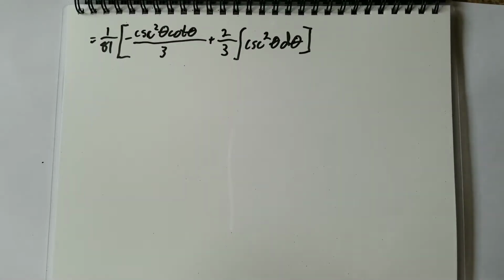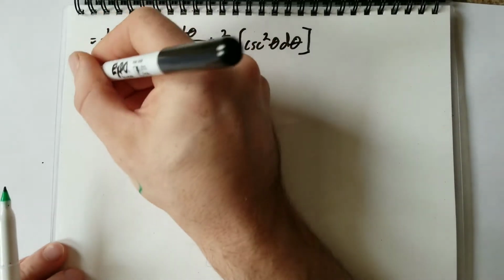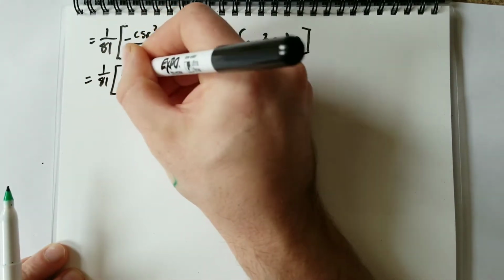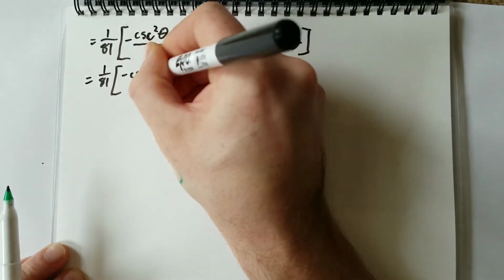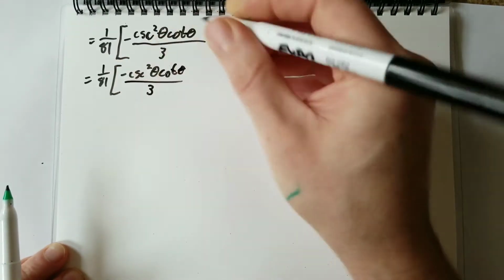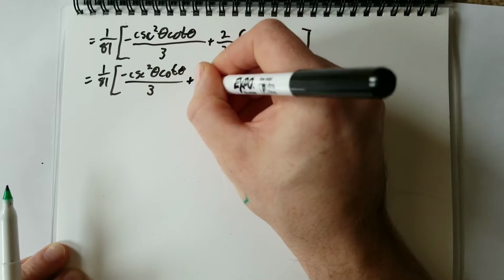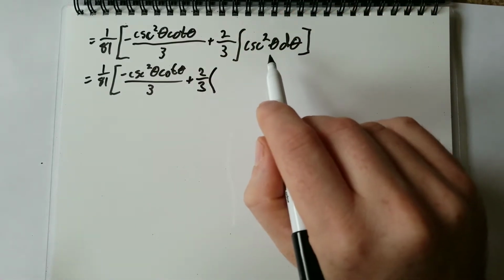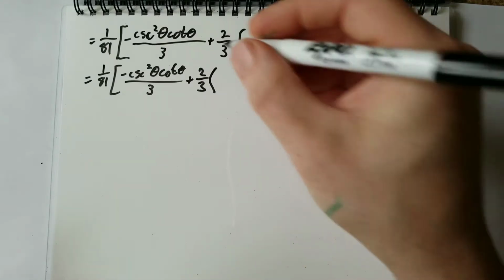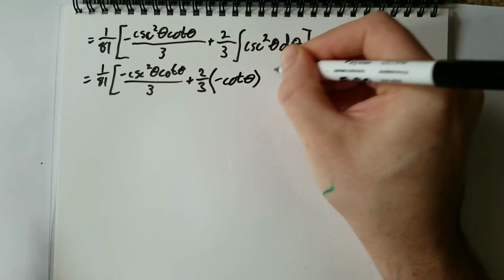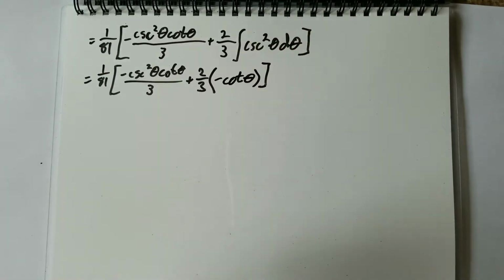Now what we have to do is just take the integral of cosecant squared. So we'll rewrite all this. 1 over 81 times negative cosecant squared theta times cotangent theta over 3, plus 2 over 3 times, well, the integral of cosecant squared is negative cotangent. So we got negative cotangent theta like that.